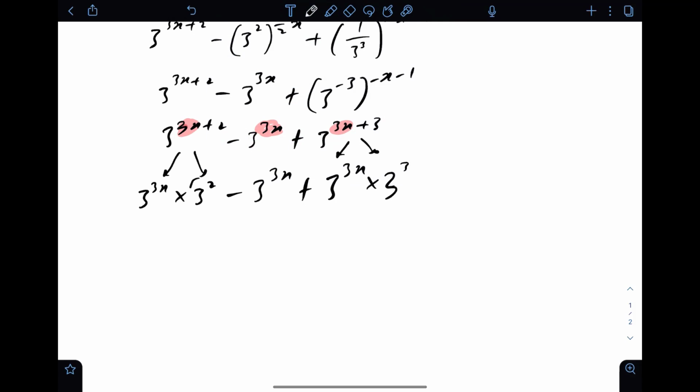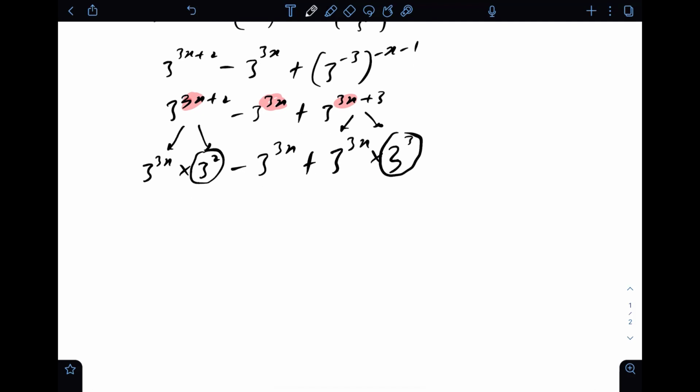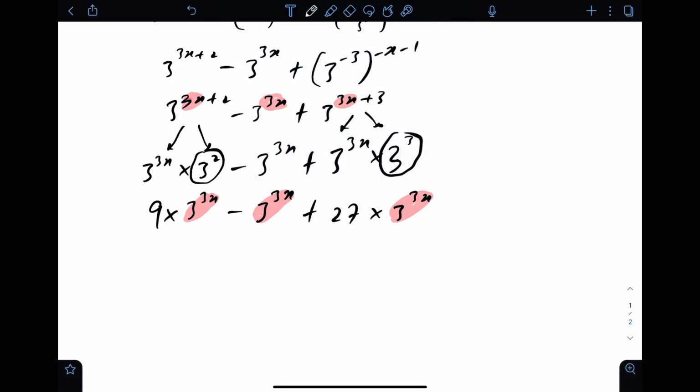Now we can come up with numerical values for this and this. So this becomes 9 times 3 to the power 3x. 3 squared is 9, minus 3 to the power 3x, or you can say 1 times of that, plus 27 multiplied by 3 to the power of 3x. Now what we observe next is that all this is common, my friends. So when you have common items, you can factorize them out. You're going to get 9 minus 1 of that plus another 27 of that.